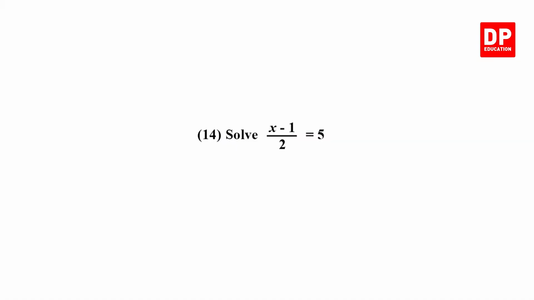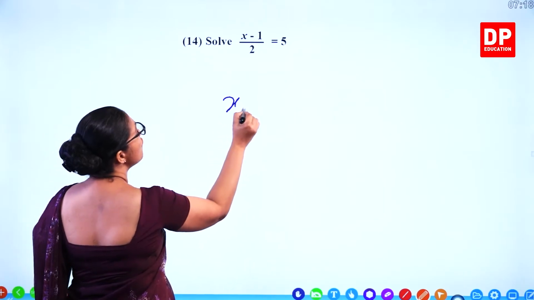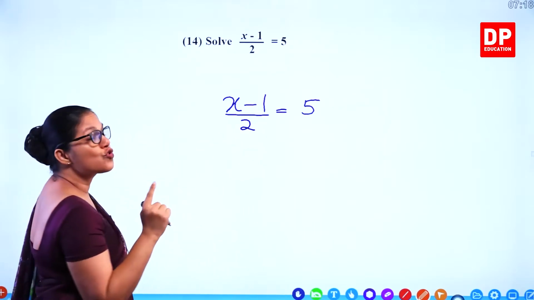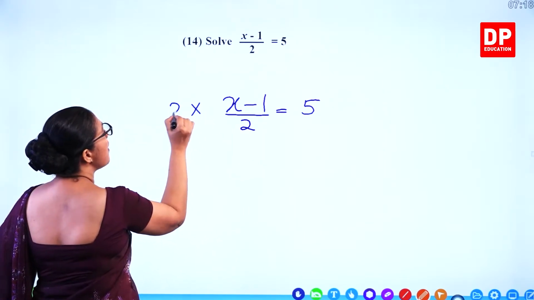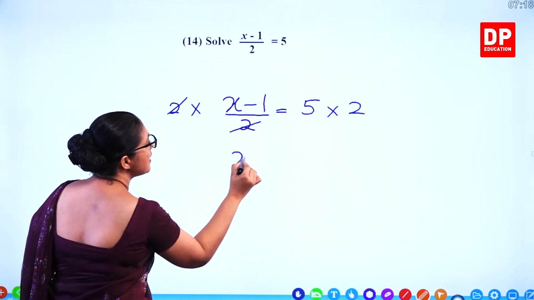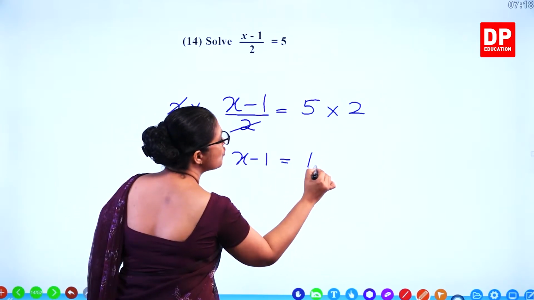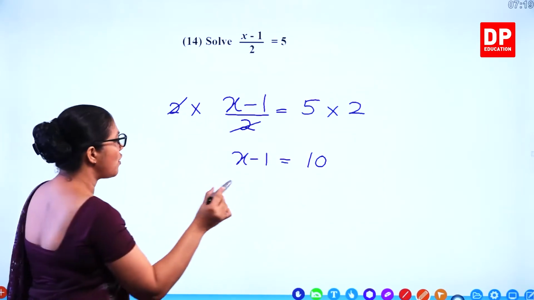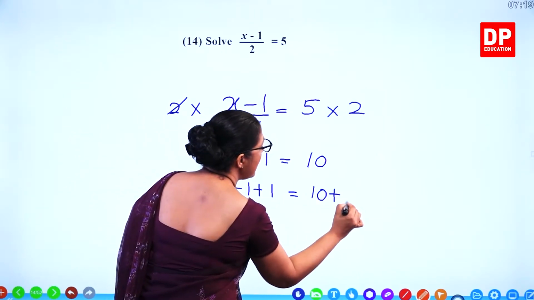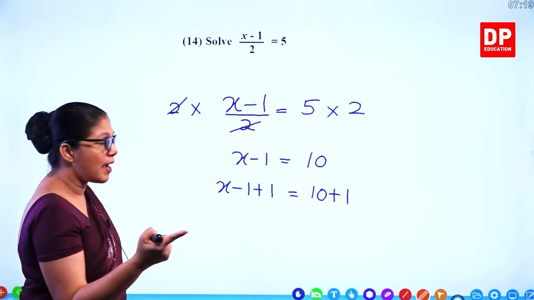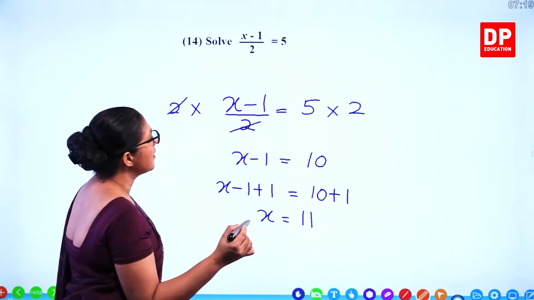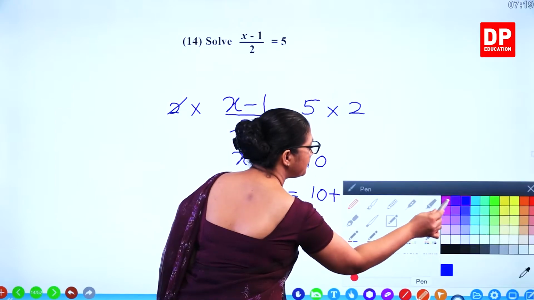Question number 14. Simple linear equation. You are asked to find out x. What's the first step? You have to get rid of this 2. So multiply both sides by 2. What you get? So 2 get cancelled out. You get x minus 1 equals 5 times 2, 10. Then what you do? You have to add 1 to that to get rid of this minus 1. Or you can say taking minus 1 to the other side. That becomes plus 1. So you get x equals 10 plus 1, 11. So 2 marks for that.